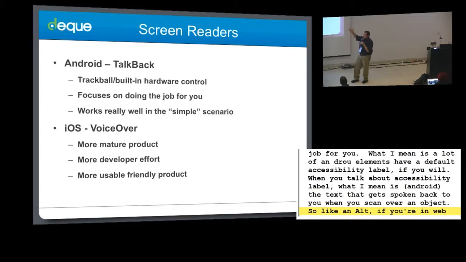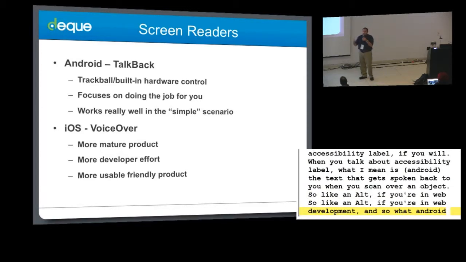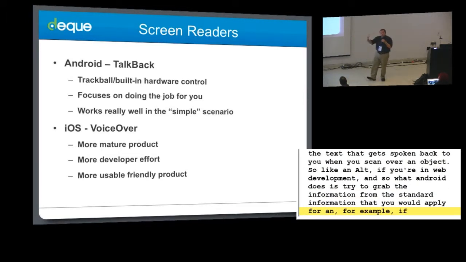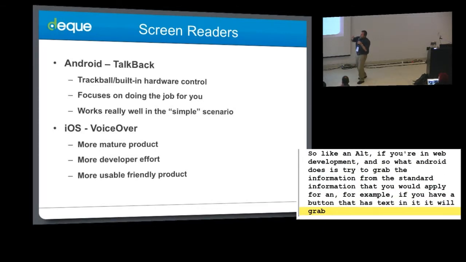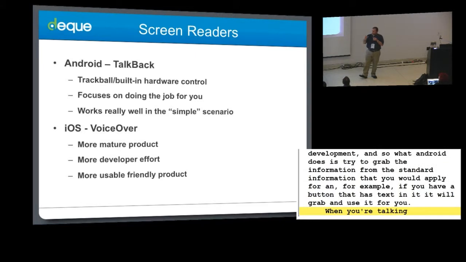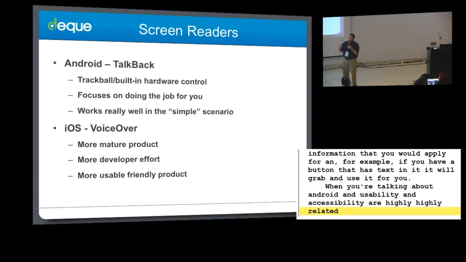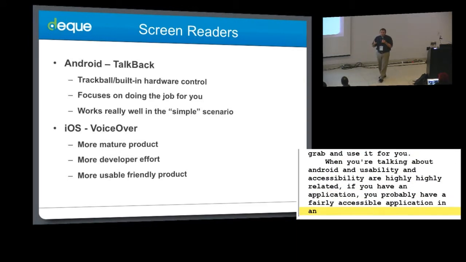And so what Android does is they go and try to grab this information from the standard information that you would apply just as a usability thing. For example, if you have a button that has text in it, it will grab that and use that for you. So really, when we're talking about Android, usability and accessibility are highly, highly related. If you have a usable application in Android, you probably have a fairly accessible application in Android. That being said, it only works really well in the simple scenario.